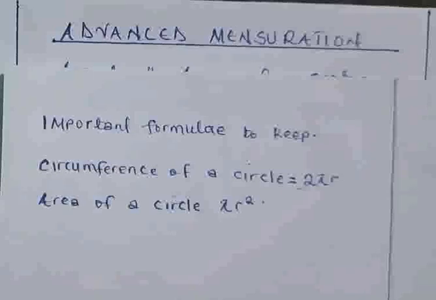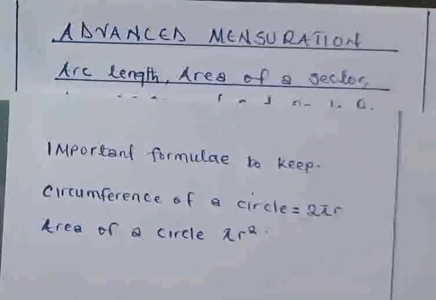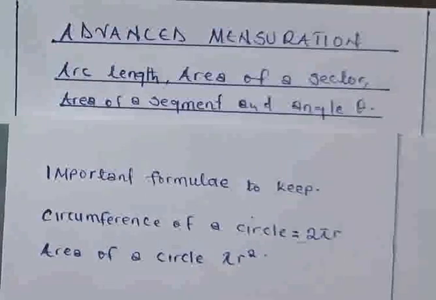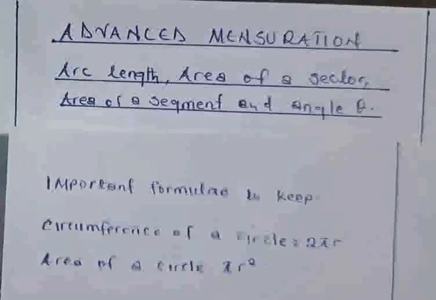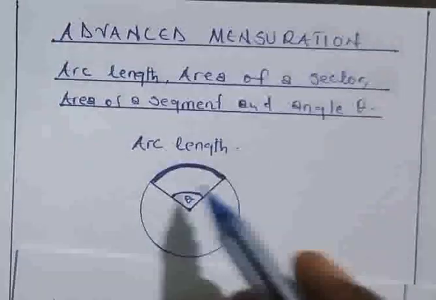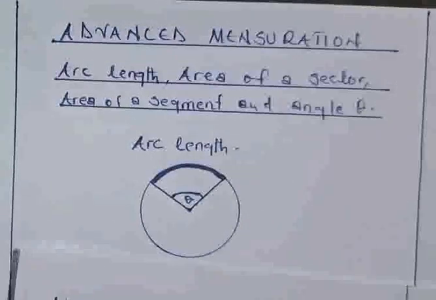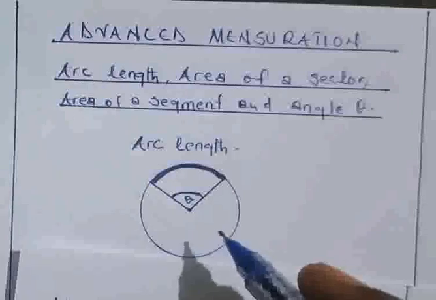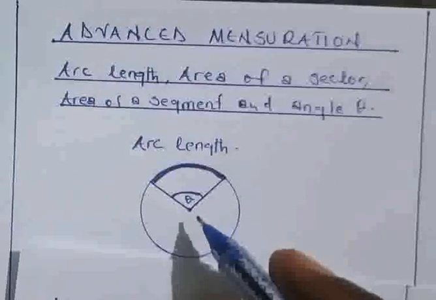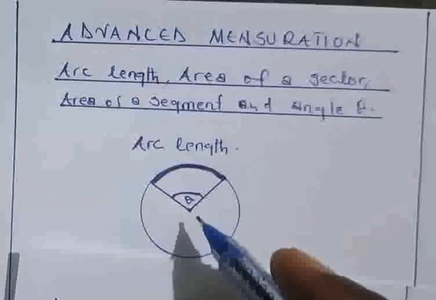Let's get started. What is the arc? What is the sector? What is the segment? And what is the angle theta in this advanced mensuration? So I'll start with, first of all, this circle of mine here. When we see a circle, we know that if there are angles, all these angles add up to 360, isn't it? Yeah.